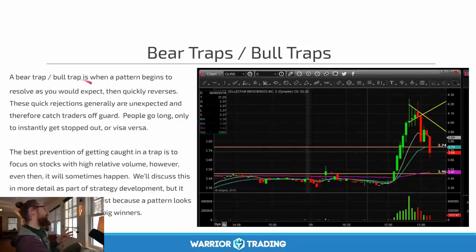So a bear trap or bull trap is when a pattern begins to resolve as you would expect it, and then quickly reverses. These quick rejections are generally unexpected, therefore they catch traders off guard. People go long only to instantly get stopped out, or traders go short only to instantly get stopped out as it rips back up. The best prevention of getting caught in a trap is to focus on stocks that have high relative volume. However, even then, it will sometimes happen, like it happened to me today.